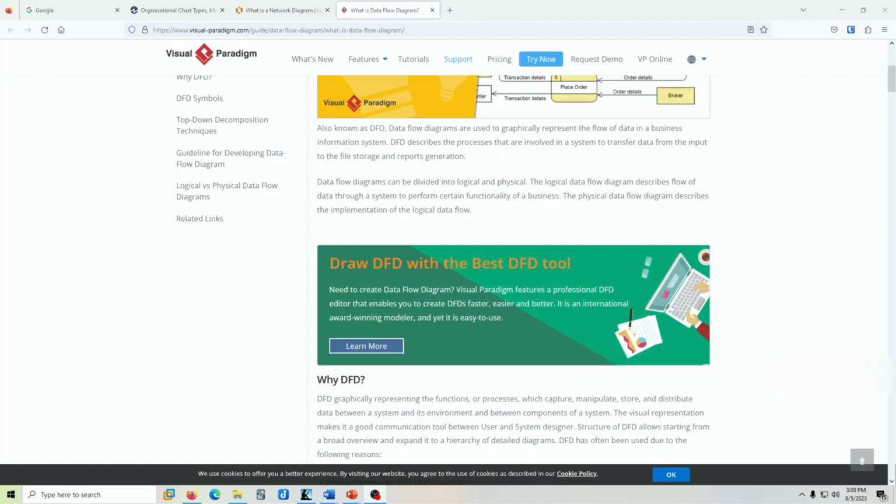The next item is data flow diagrams. So data flow diagrams, also known as DFD, are used to graphically represent the flow of data in a business information system. DFD describes the processes that are involved in a system to transfer data from the input to the file storage and reports generation. Data flow diagrams can be divided into logical and physical. The logical data flow diagram describes the flow of data through a system to perform certain functionality of a business. The physical data flow diagram describes the implementation of the logical data flow.